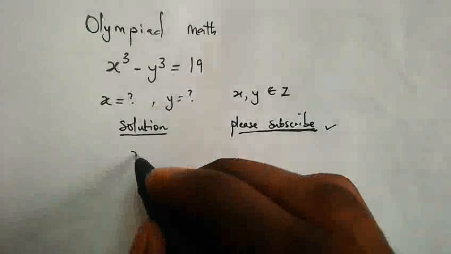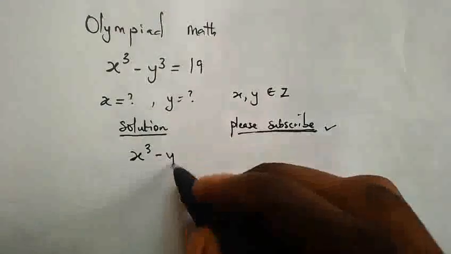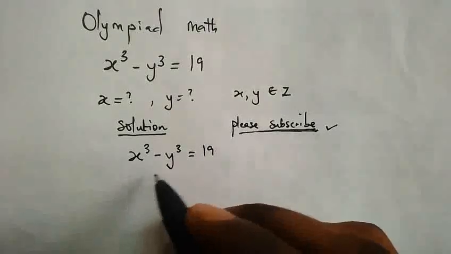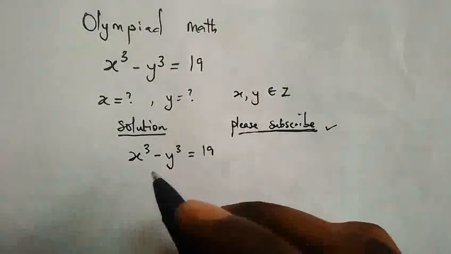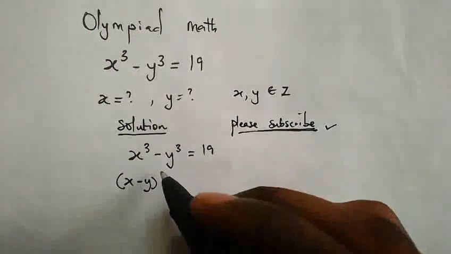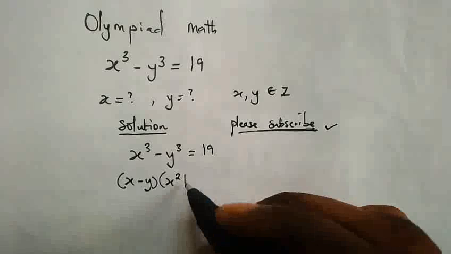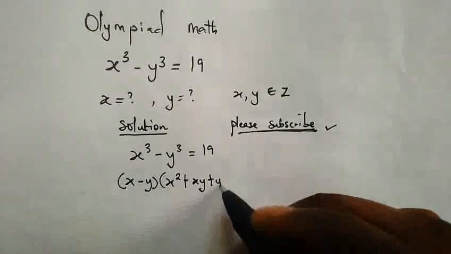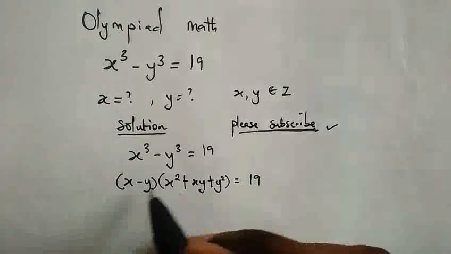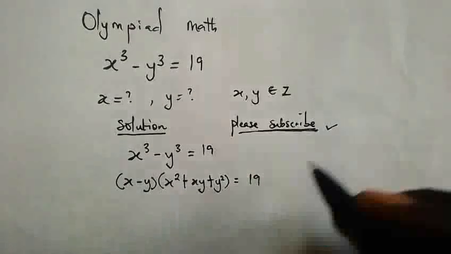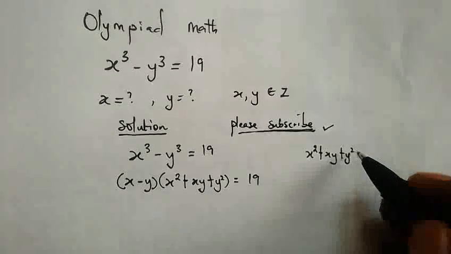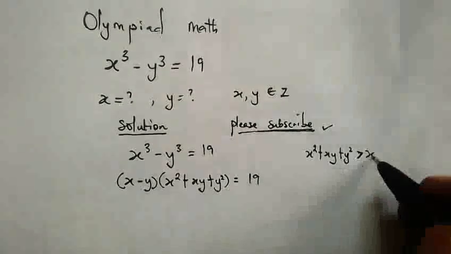Here we're given x cubed minus y cubed is equal to 19, right? So at the left hand side, I'm going to make use of the difference of two cubes formula. So here I'm going to have x minus y, multiplied by x squared plus xy plus y squared, is equal to 19. So let us look at these two factors. Take note that x squared plus xy plus y squared will always be greater than x minus y.